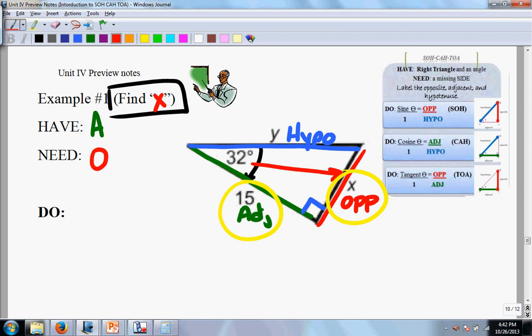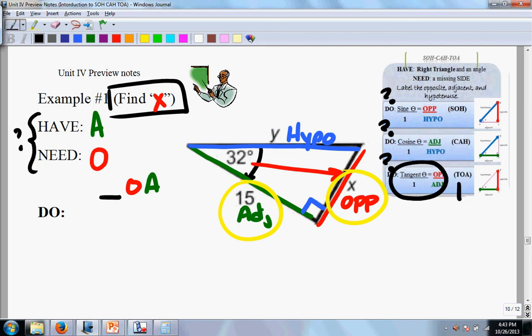Now the most important question you need to figure out is when do you use sine? When do we use the sine ratio? When do we use cosine? And when do we use tangent? How do you determine that? You look at the have and need combination. Look very carefully. We have an OA combination. So you ask yourself, what goes with OA? And you look over here on the right, and we find, this is also on your reference card, that opposite over adjacent, OA, is tangent. The tangent ratio.